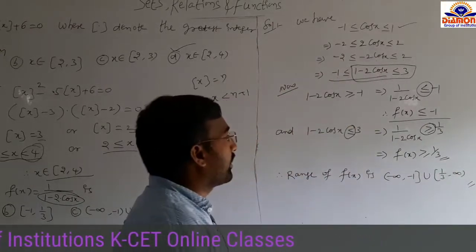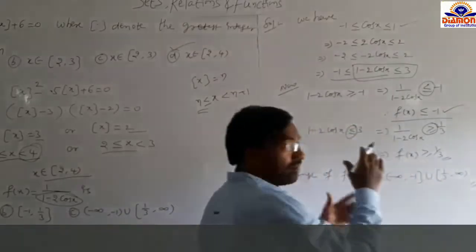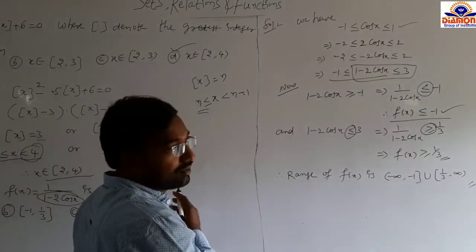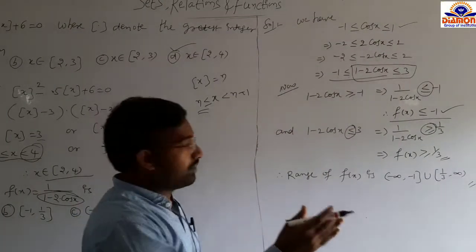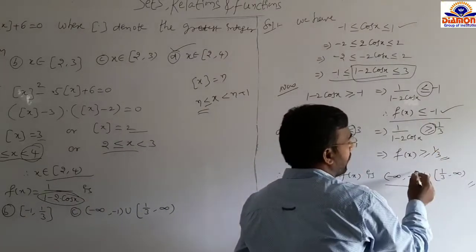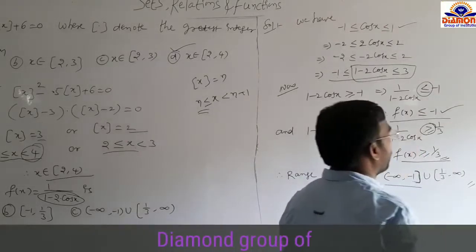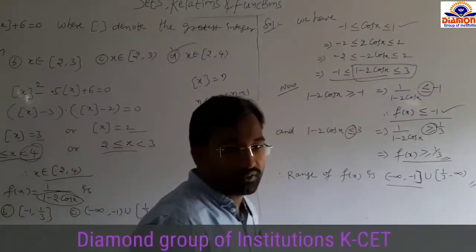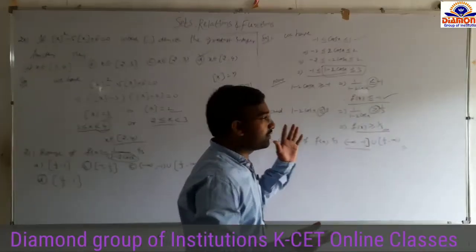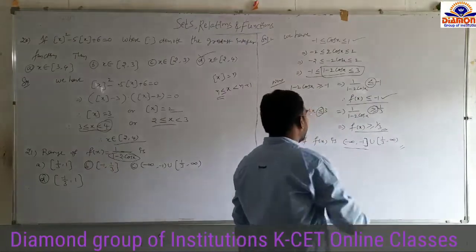So how to write the range? First condition, f of x is less than or equal to minus 1, so minus infinity to minus 1. Here less than or equal to, so you can take here closed. Next condition, f of x is greater than or equal to 1 by 3. f of x value starting onwards 1 by 3 and above values. So you can take closed interval 1 by 3 to open interval infinity. So what is the range?